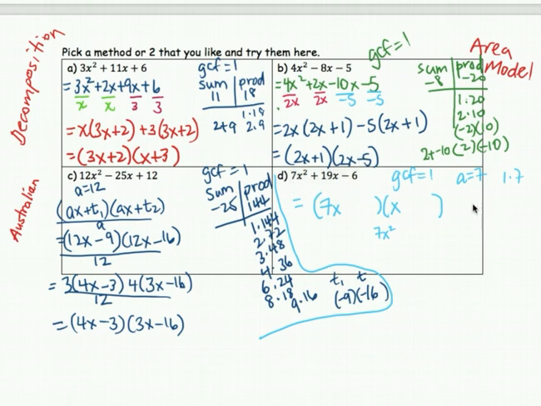Now we're going to look at the C term, which is -6. Okay, but we're not going to stress about the sign right now. But we know it's -6. But right now we're just thinking all the numbers that make 6. So 1 and 6, 2 and 3, etc. Okay, or I think that's it.